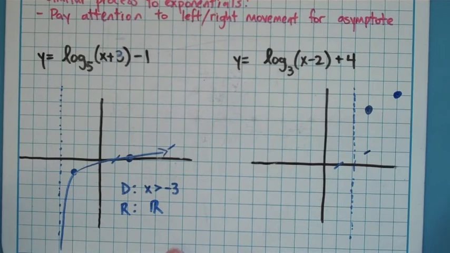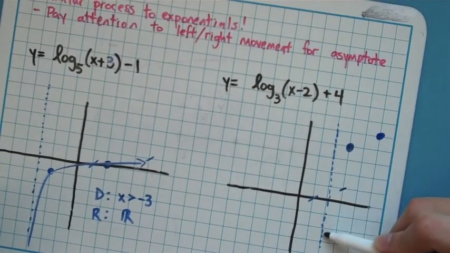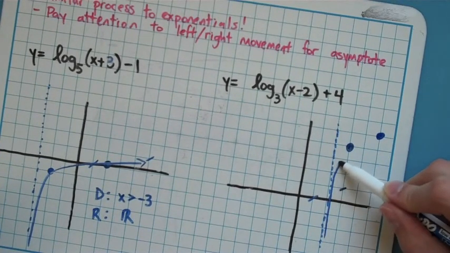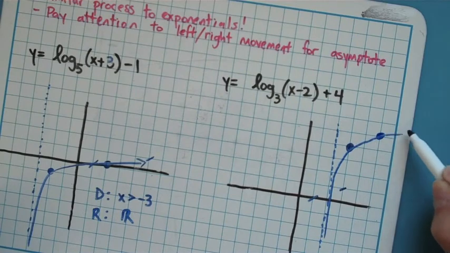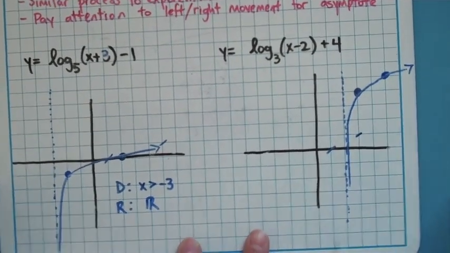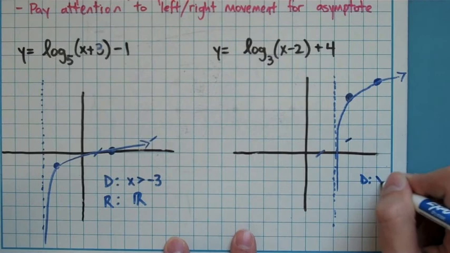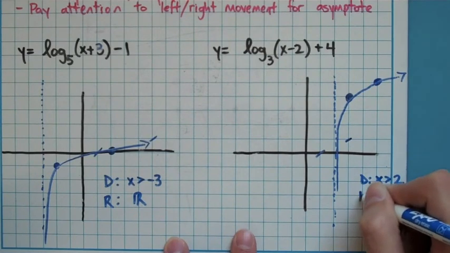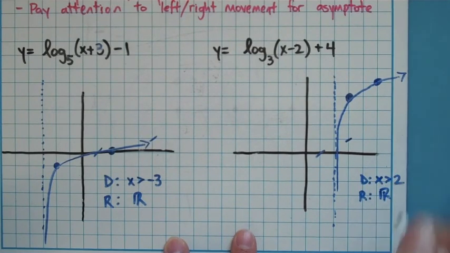All I'm going to do now is draw my graph. So my tail of the graph is going to go along here. I'm going to go through my 2 dots, and it's going to look something like this. Domain here would be x is greater than 2. And my range is going to still be all real numbers.